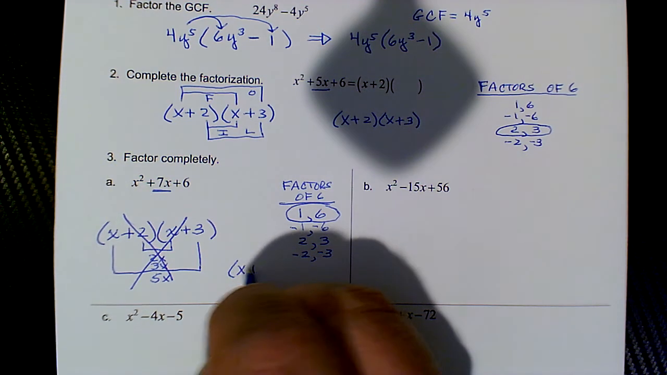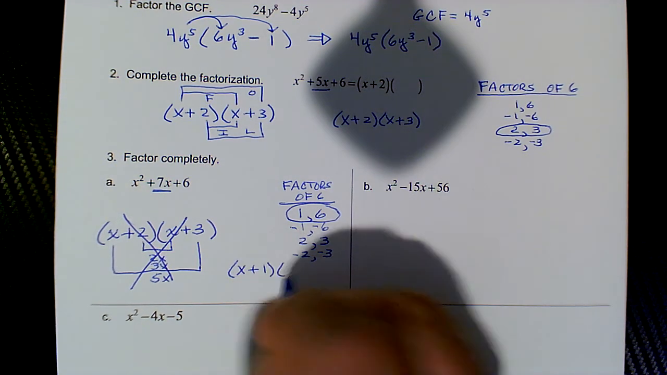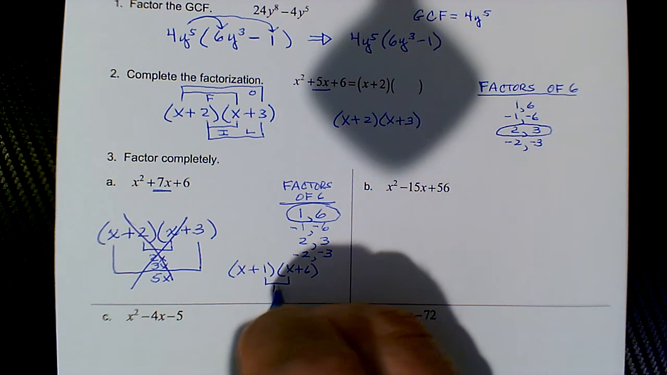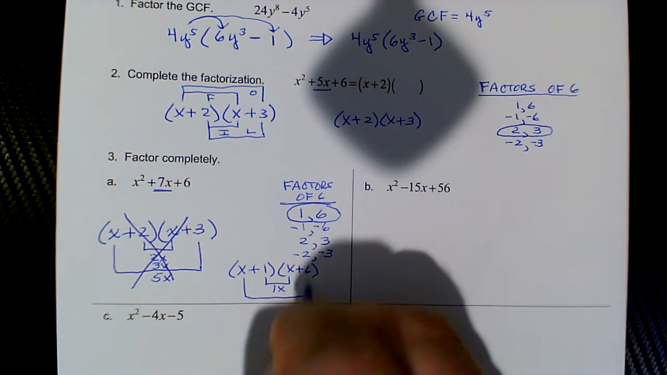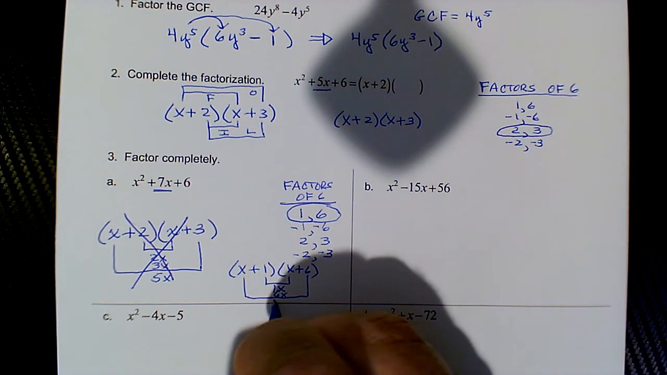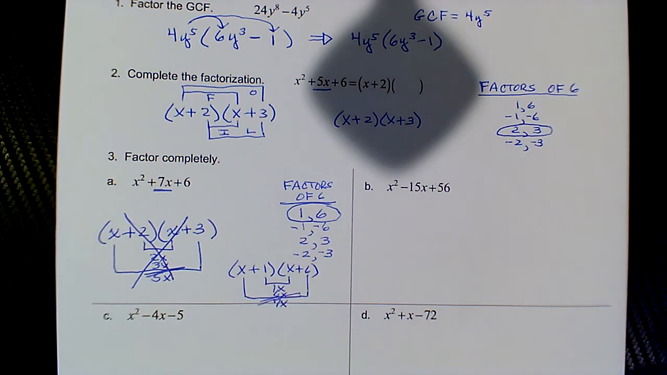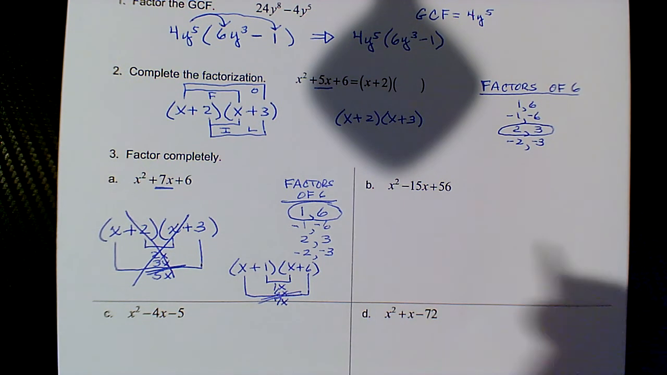So that's why if we do the x plus 1 and x plus 6, the inner product gives us 1x, the outer product 6x, which adds to 7x. I like to usually put a double line there when I'm adding the terms. So that's the correct factorization.